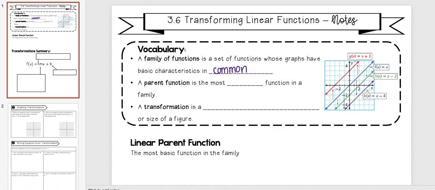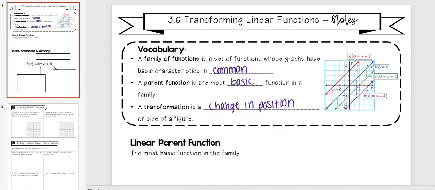But later on in the year, we'll learn about quadratic functions, we'll learn about exponential, and so we'll look at those function families as well. A parent function is the most basic function in the family. It's the simplest one. And a transformation of this parent function is a change in position or size of a figure.